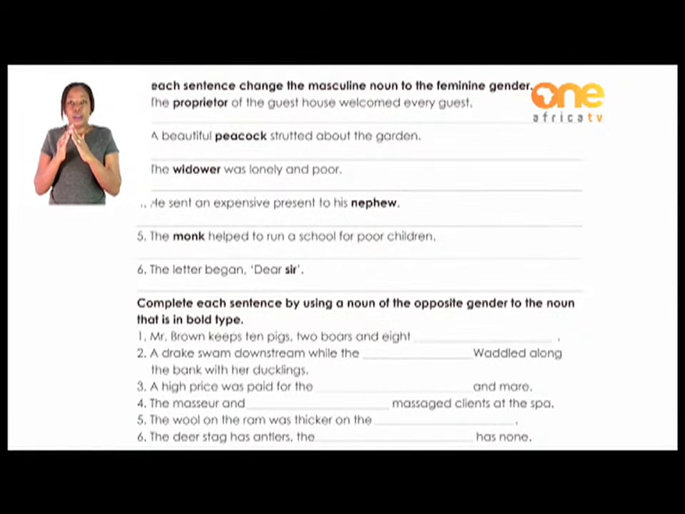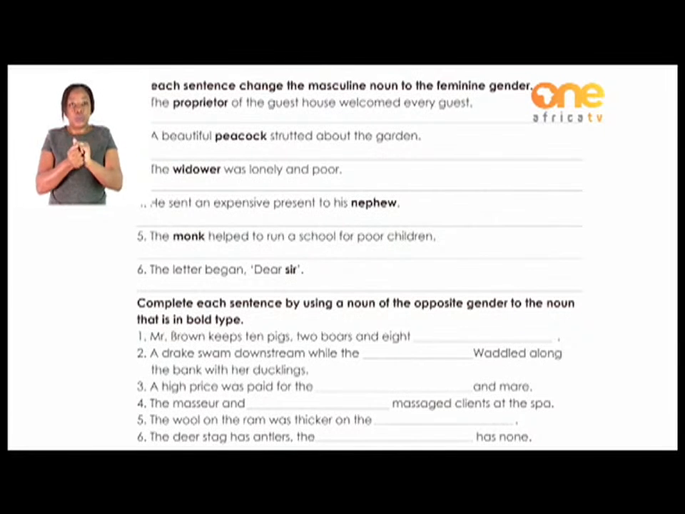So this one is a man. What about if it was a woman? We're going to say what? So you change this sentence, rewrite it, but change the proprietor to the feminine gender, to a woman gender. So we will say the proprietress of the guest house welcomed every guest. That is what you are going to write in the next sentence. Everything stays the same, only change the bold word. Are we together? So you do the second one as well.